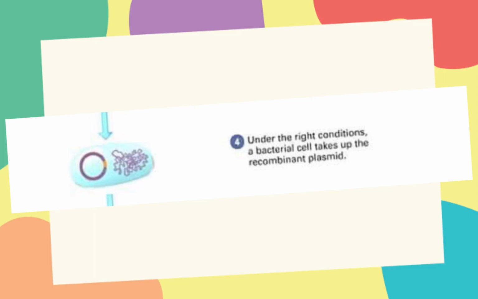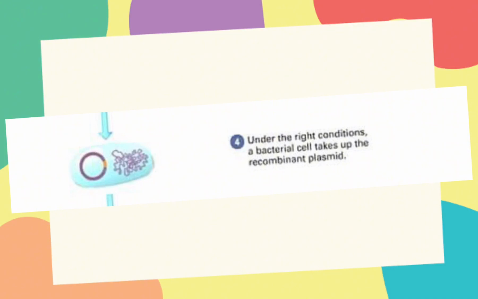Under the right conditions, a bacterial cell takes up the recombinant plasmid. Under appropriate conditions, a bacterial cell takes up the recombinant plasmid through a process known as transformation. This involves making the bacterial cells competent, or capable of absorbing foreign DNA. The recombinant plasmid is then introduced to the competent bacterial cells, allowing it to enter the cells.